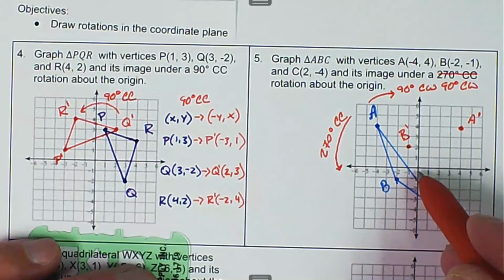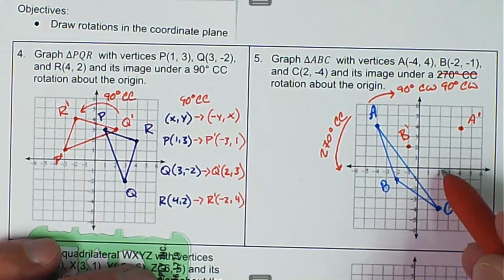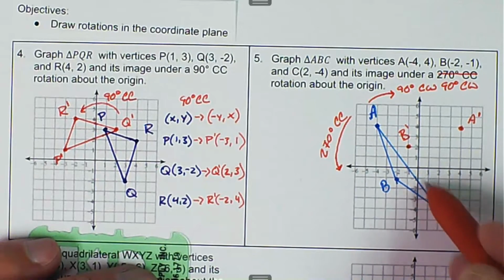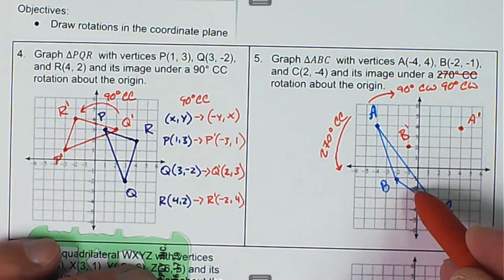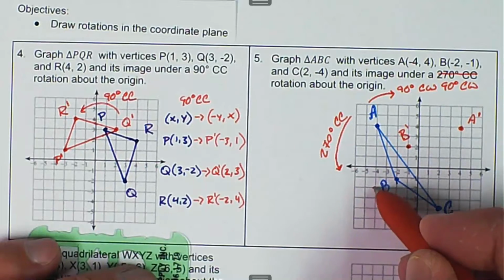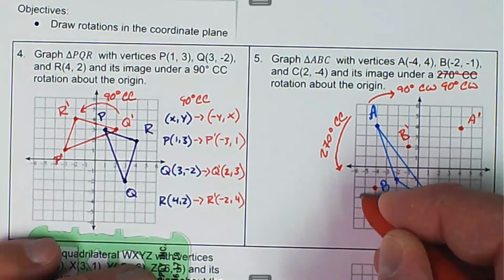And then the last one we have is C. So I went over 2 and then down 4. So I'm going to go down 2 and over 4. Right there. And that's going to be C prime.